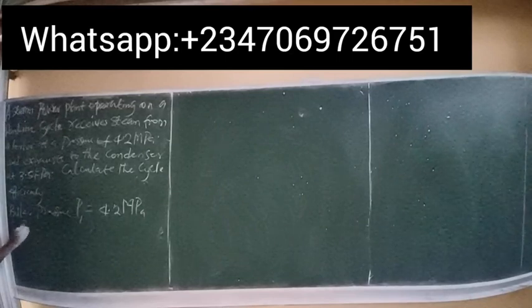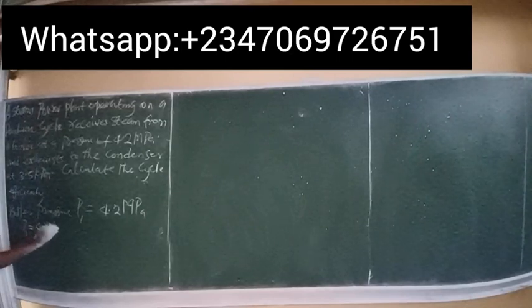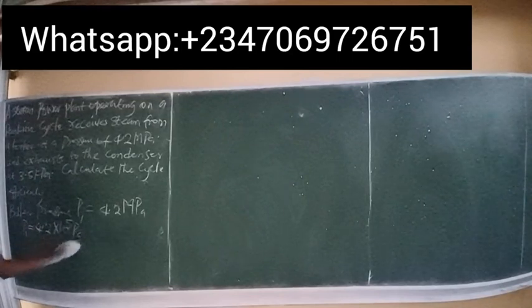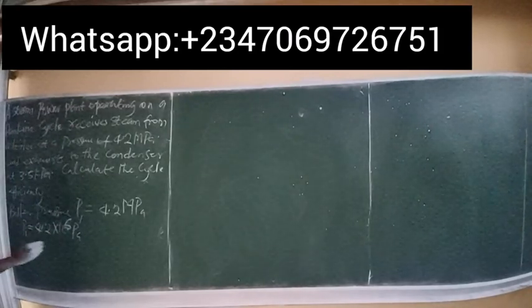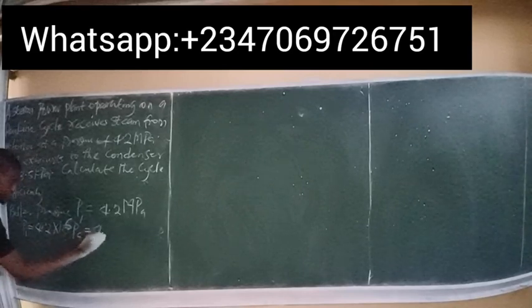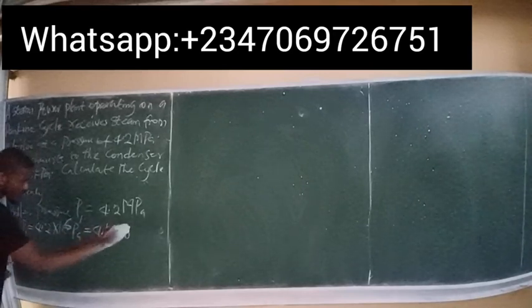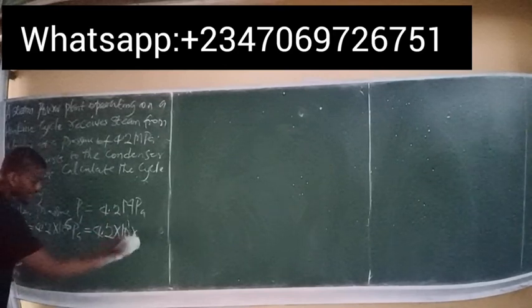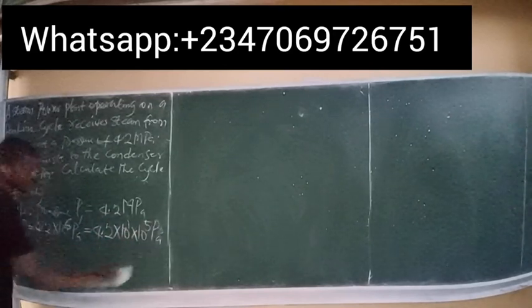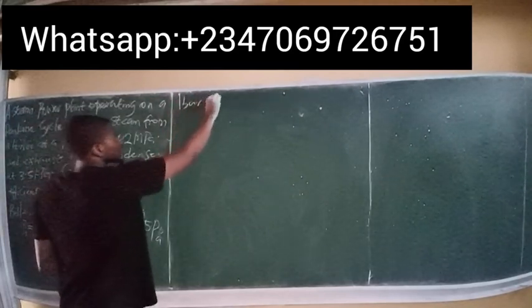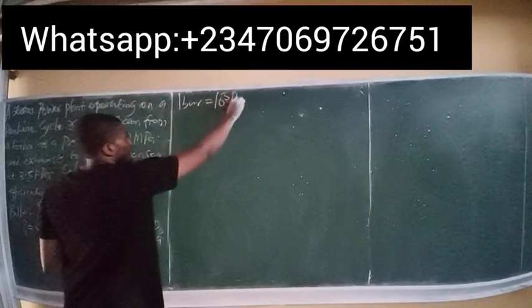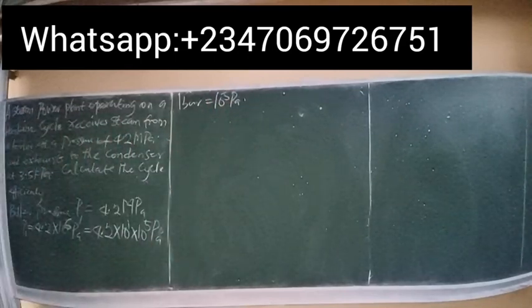We know that P1 equals 4.2. Mega simply means by 10 to the power of 6. So we simply have 4.2 by 10 to the power of 6 Pascal. So we can actually break this down to be 4.2 by 10 to the power of 1, by 10 to the power of 5 Pascal, because 1 bar is actually 10 to the power of 5 Pascal. Okay, so we need to convert this to bar.